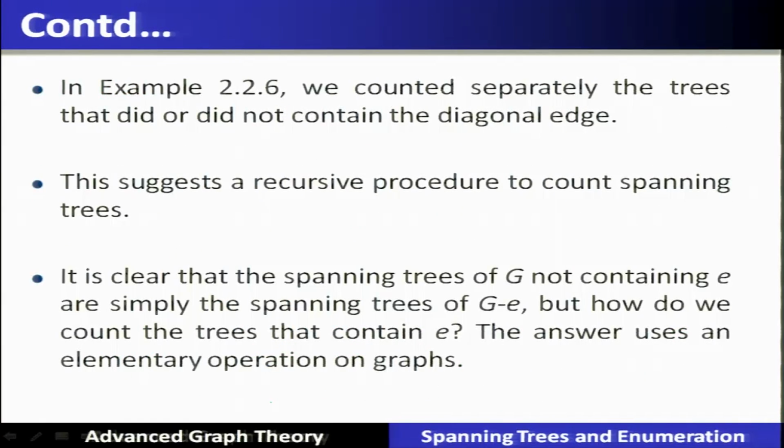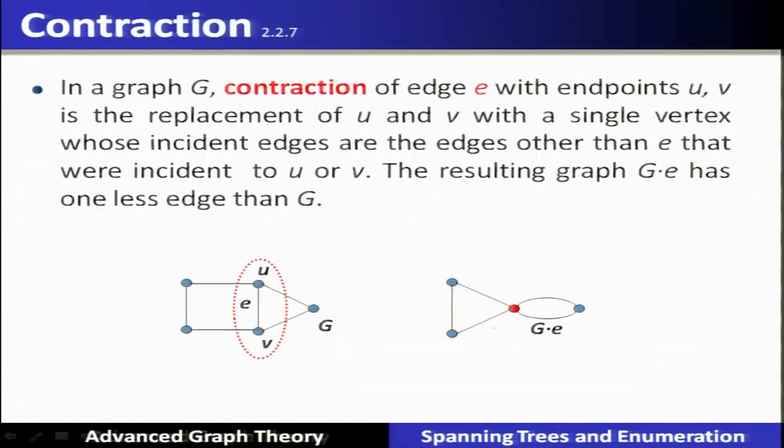So let us see in this example how we can do this using a systematic formula. It is clear that the spanning trees of graph G not containing E are simply the spanning trees of G minus E. That means you remove that particular edge, the diagonal edge. When we include that diagonal edge, there are only 2 possibilities, and we can count them, 4 and 4, that becomes 8. Now for that we are going to define an operation called contraction of an edge E having the endpoints U and V.